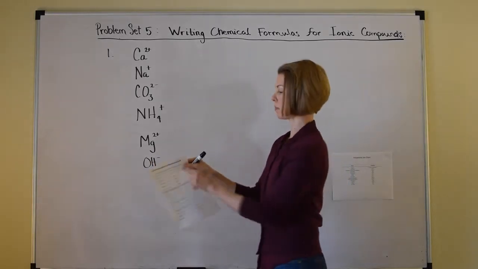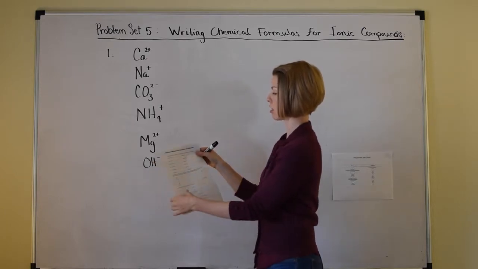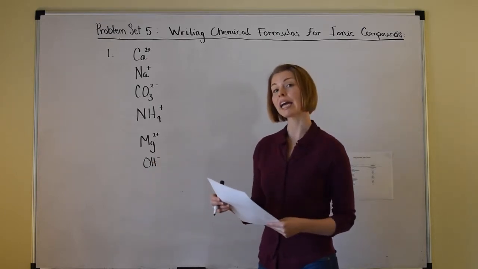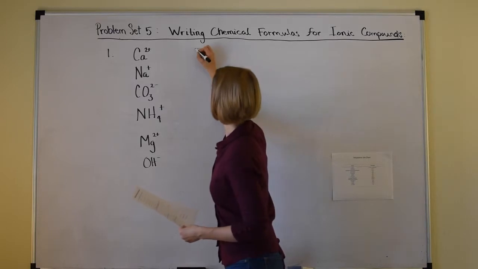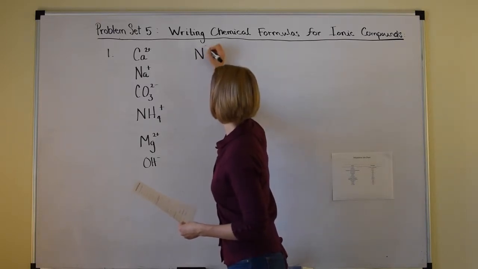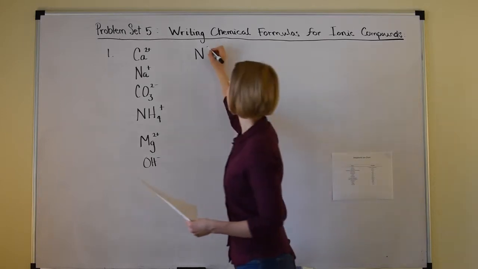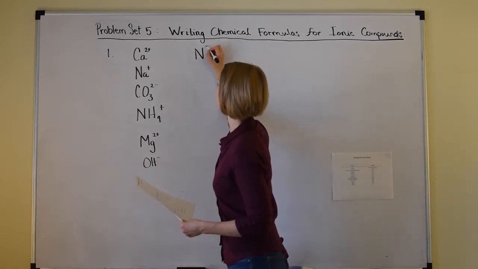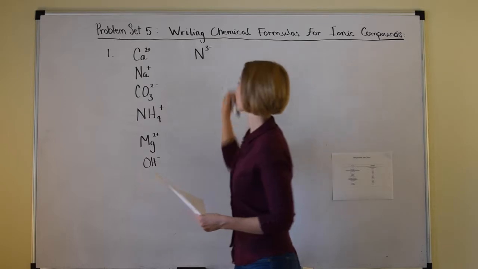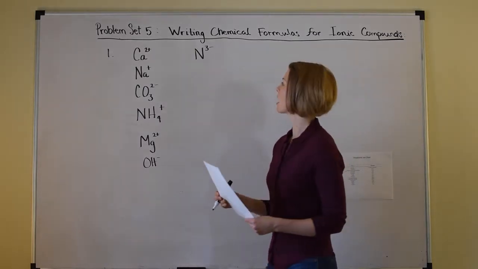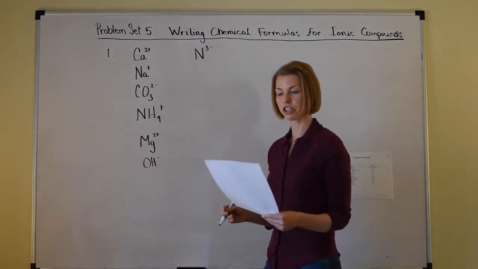All right, going up to the top in the second column here, the nitride ion. Okay, nitrogen is in group 5A, it's a nonmetal, so it's going to want to gain 3 electrons to complete its octet, so it's going to have a 3- charge.